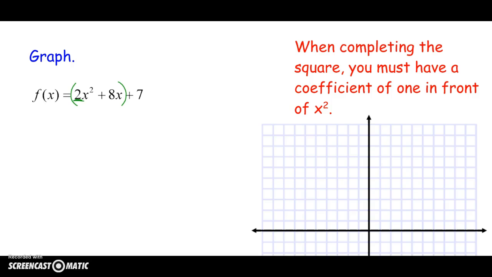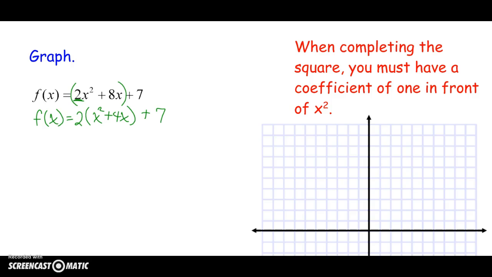In this case, it's a 2. So I'm going to be able to rewrite this equation. F of x is equal to 2 times the sum of x squared plus 4x, and then I leave the plus 7 outside the parentheses, and I never factor out of that plus 7. I'm going to leave it exactly as is.